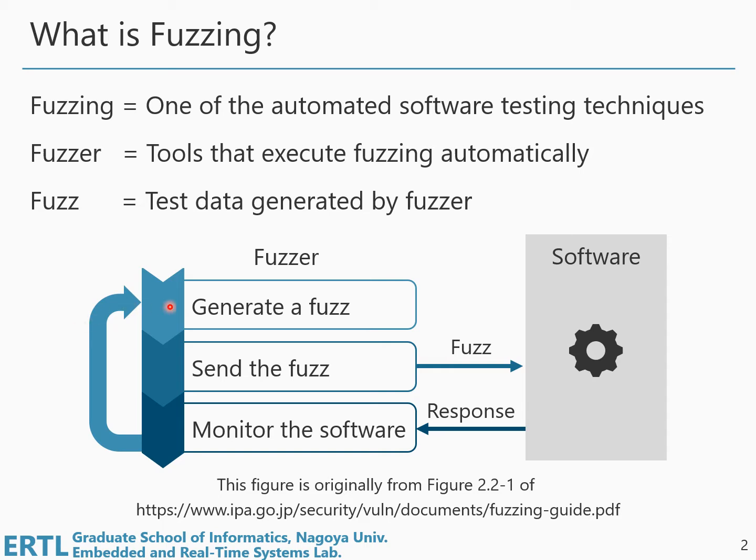Firstly, it generates the input data. The generated data is called fuzz. Secondly, it sends the fuzz to the target software system. Thirdly, it monitors the response of the software system. It detects failures by repeating this process.